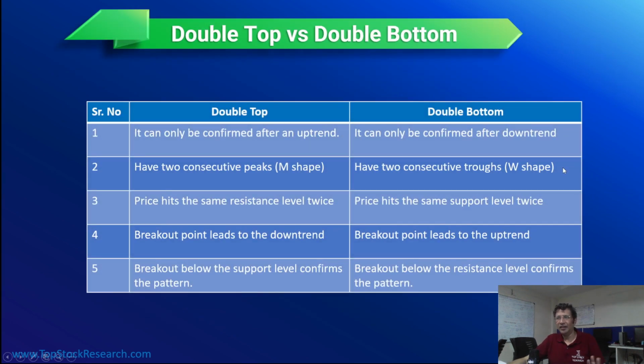So there are certain differences between double top and bottom. Generally, people who understand one pattern find it very easy to relate to the second pattern. We have just mentioned one is formed after an uptrend, the second is formed after a downtrend. The shape is two consecutive peaks, two consecutive troughs. Price hits the same resistance level, the same support level. Breakout leads to downtrend, breakout leads to uptrend. A breakdown below the support level gives you confirmation of the pattern, and in the other case the breakout would give you a confirmation of the pattern, right?